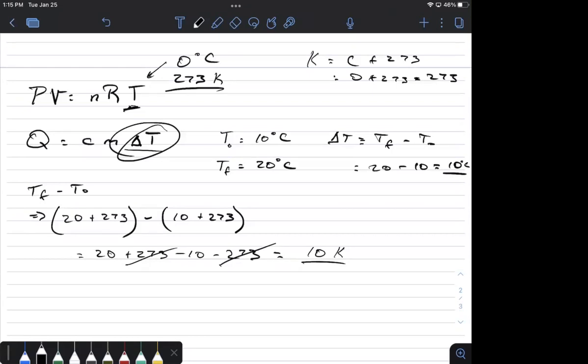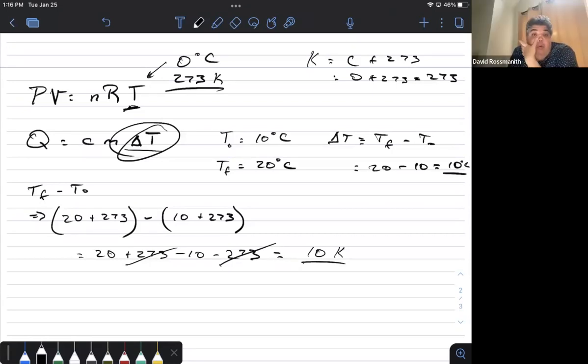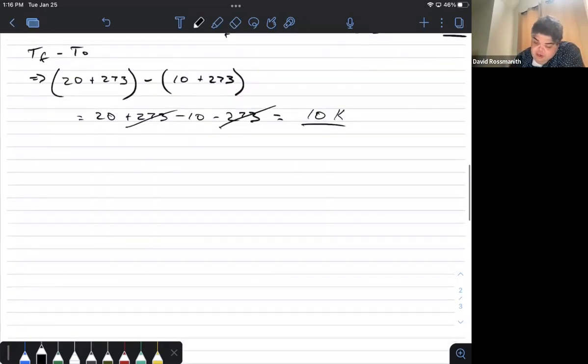All righty. So now that we know what scale we need to be in, we can get into the first real topic of thermodynamics. This topic is called calorimetry.